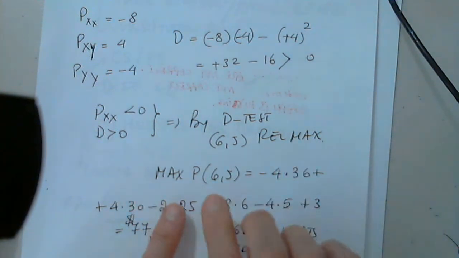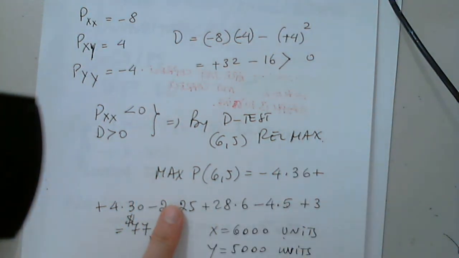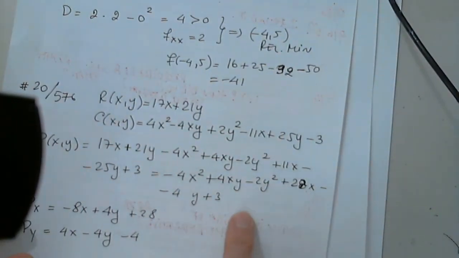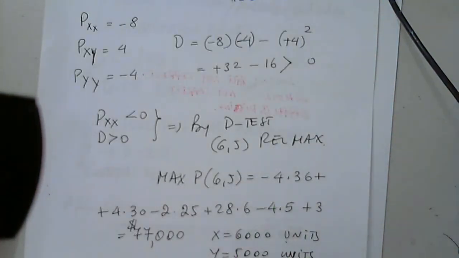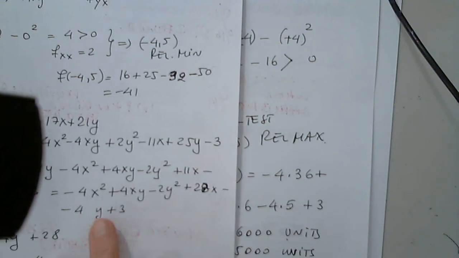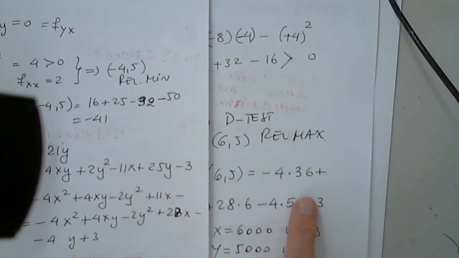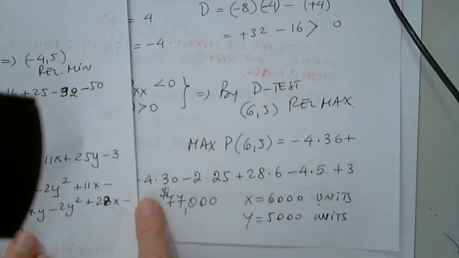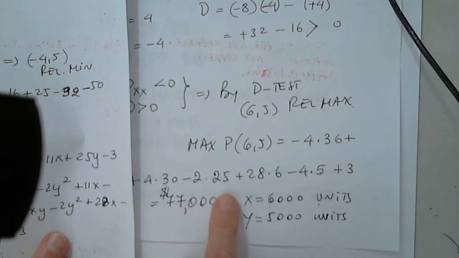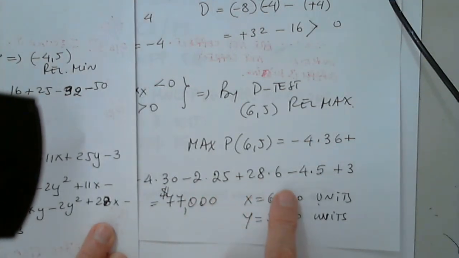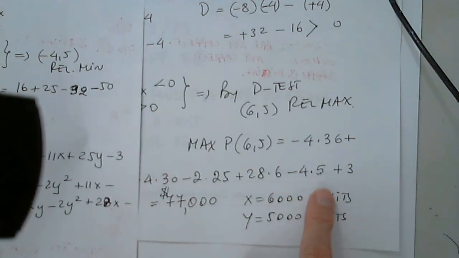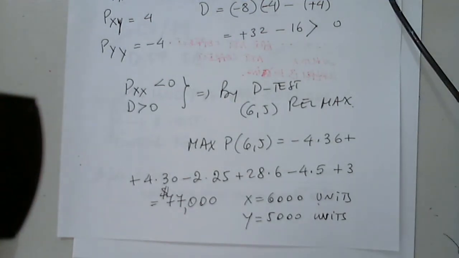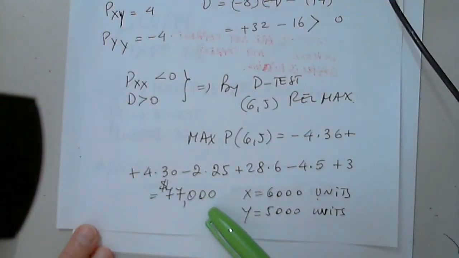Now, what is the relative max? I have to plug it in. So I go back to the problem, to all this long thing, and I plug in 6, 5. So let's see if I made an error there. Negative 4 times 36 plus 4 times x times y, which is 30, minus 2 times 25, plus 28 times x, which is 6, minus 4 times 5, which is y, and plus 3. So when I calculated this, I got 77.